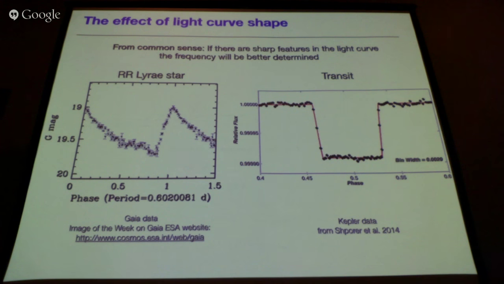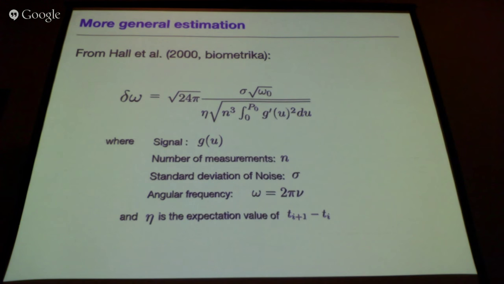Now, what is the more recent work? From the experience you may have with period search and common sense, you know that if you have some sharp feature on the light curve, then the uncertainty on the period, on the frequency, is smaller. On the left diagram, you have, for example, an RR Lyrae, this is Gaia data. By adjusting the frequency a bit, you can get a better and sharper rise. It's also true for exoplanetary transits: obviously, the ingress and egress determine the frequency very precisely.